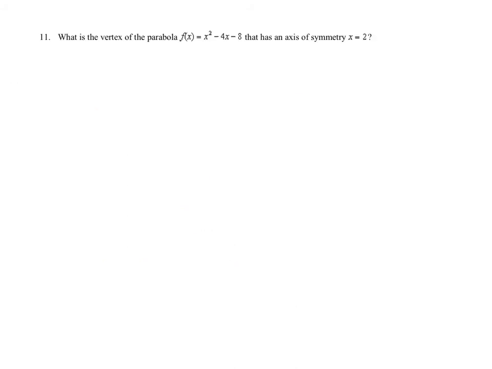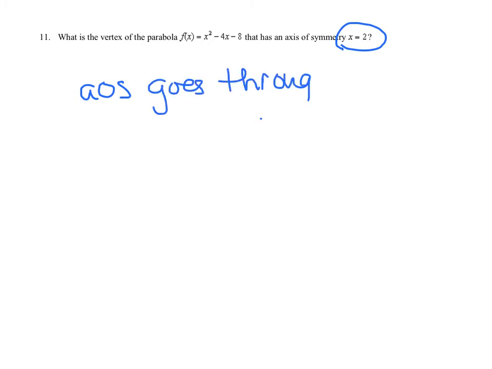What is the vertex of the parabola f of x equals x squared minus 4x minus 8 that has an axis of symmetry of x equals 2? There's one thing else you've got to remember about that vertex. The axis of symmetry goes through the vertex. It actually cuts it right in half. So since they gave us this axis of symmetry, they gave us the first number of the vertex. All I'm missing is the y value. They gave me the x, I needed the y.